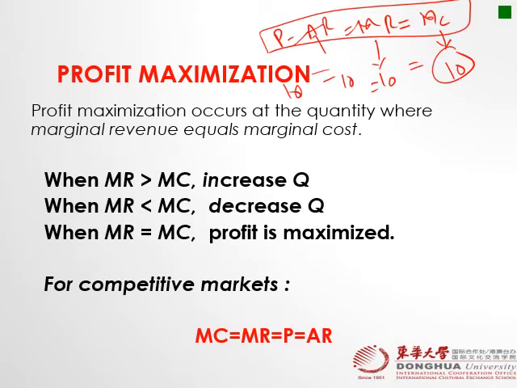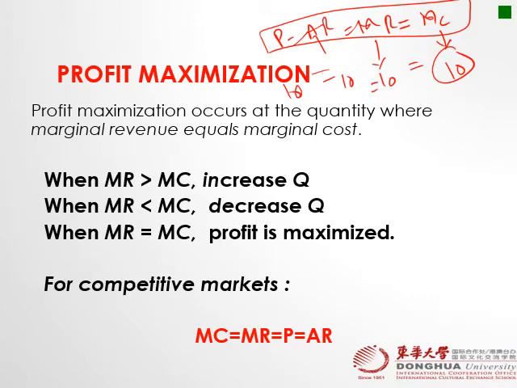And when MC is equal to MR, this is the perfect condition where you are getting the highest profit, right? So now we know that the revenue of a competitive firm, let me just write it down here, is that price is equal to average revenue is equal to marginal revenue, right?